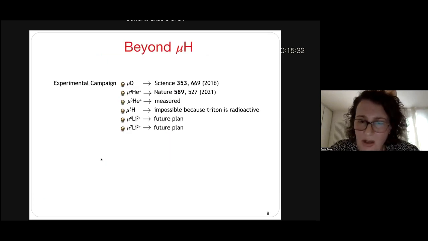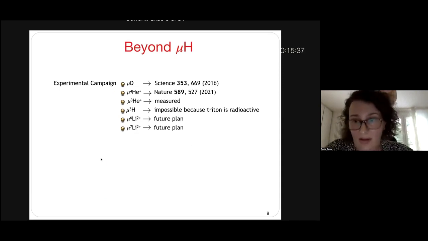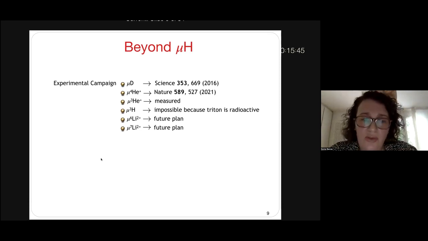I'm actually more interested in everything beyond muonic hydrogen because, as you will see, by looking at other muonic atoms, where inside there is a composite nucleus, we could use our few-body techniques to be helpful for this experimental program. And I would like to tell you what has been done and what will be done from the experimental point of view.